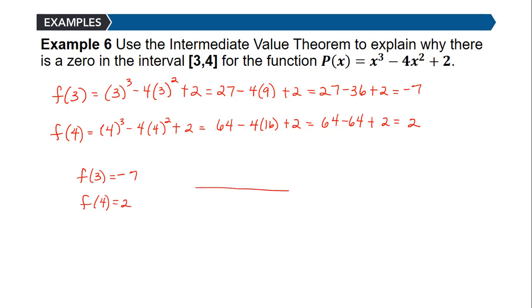So that means on a graph, f of 3 equaling negative 7 is the point (3, -7). And then f of 4 equals 2 corresponds to the point (4, 2). So because my graph is a continuous function, right, it's a polynomial function, the graph is going to have to go through some zero, which occurs between the values of 3 and 4. And I could use my graphing calculator to actually confirm that as well.